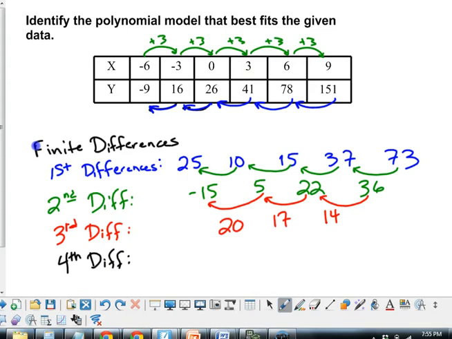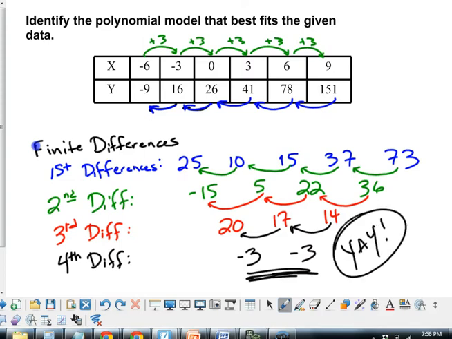and I think you can see, and a lot of people start asking what's going to happen if we run out. Well, hopefully we don't do that. 17 minus 20 would be -3, and 14 minus 17 is -3. So this is something we get excited about. So that means that we have a fourth degree polynomial that's going to fit this data, or it is quartic in nature.